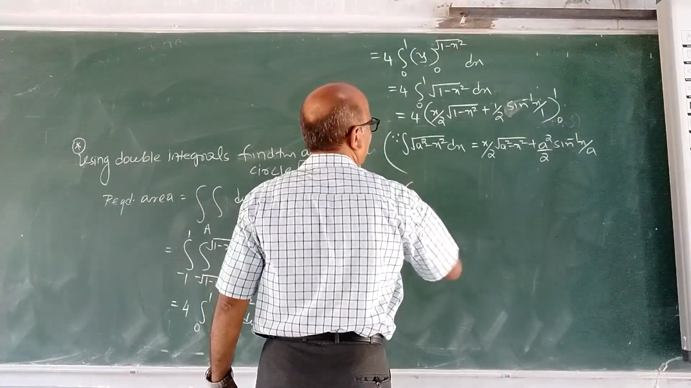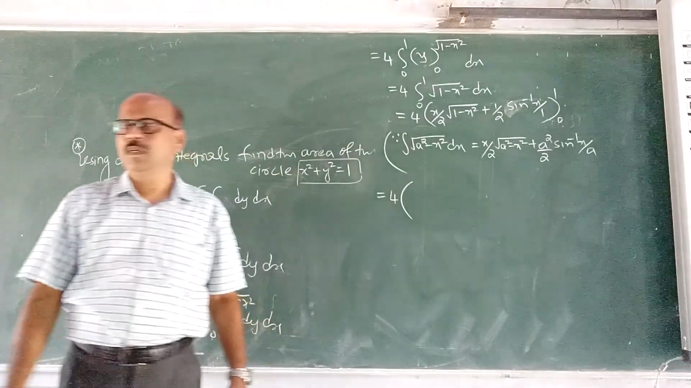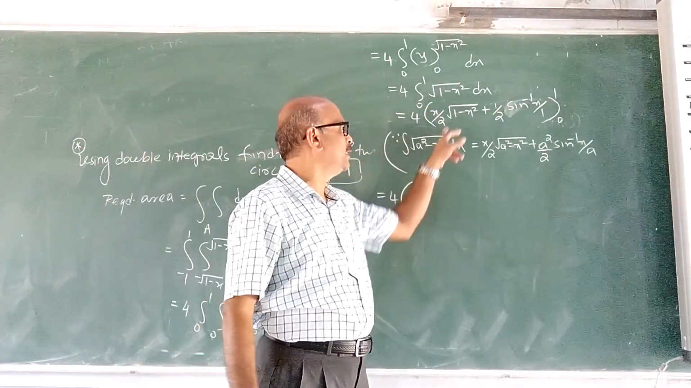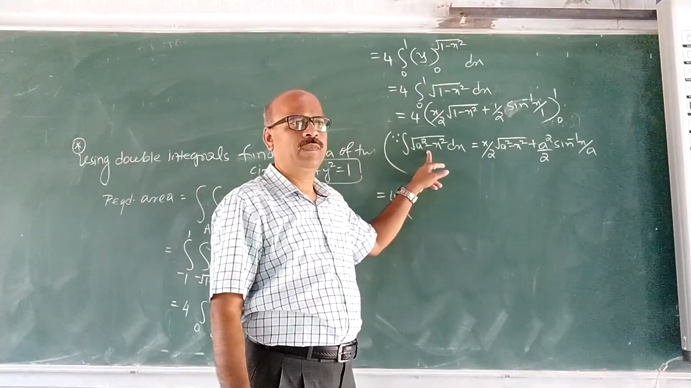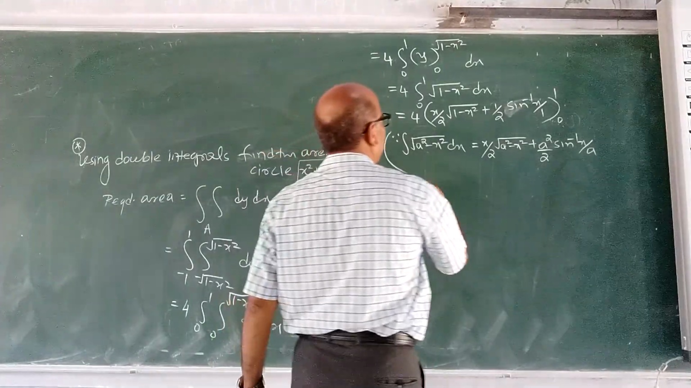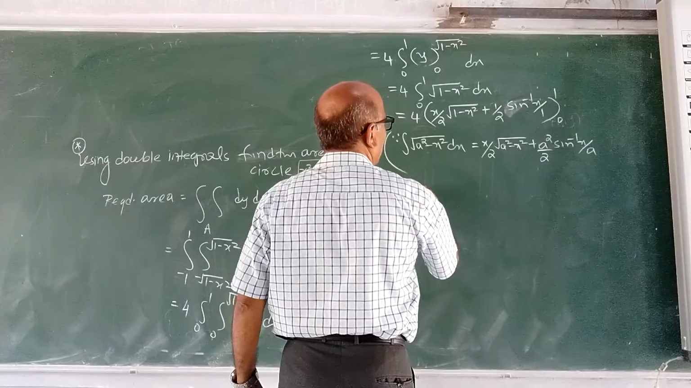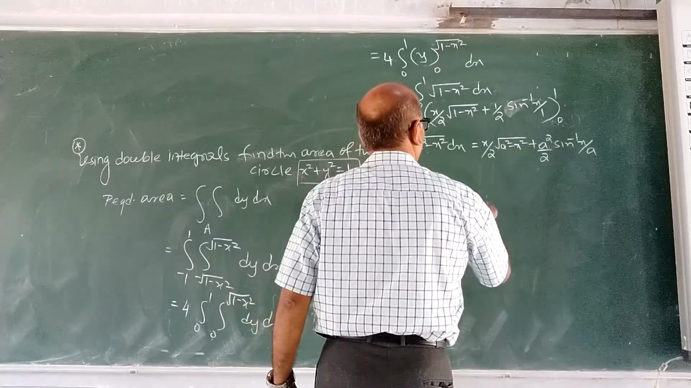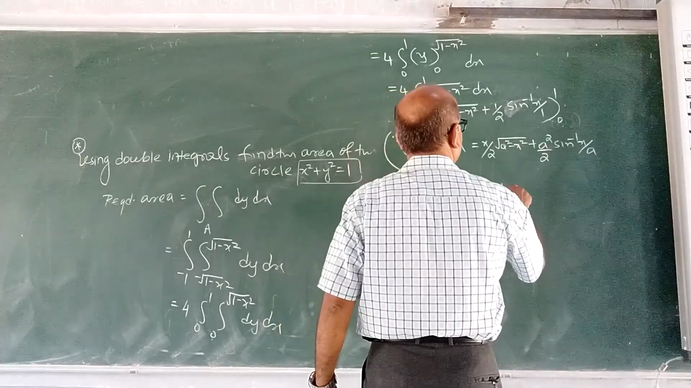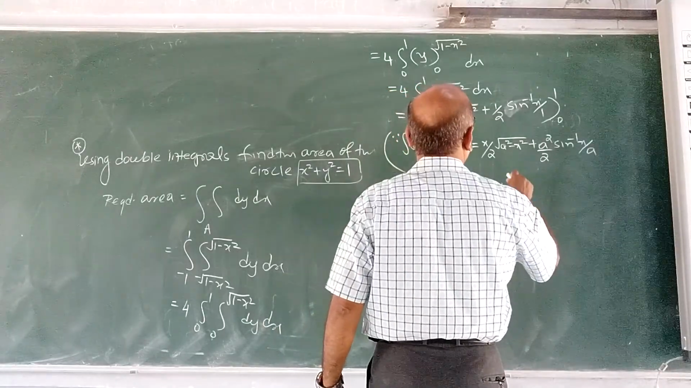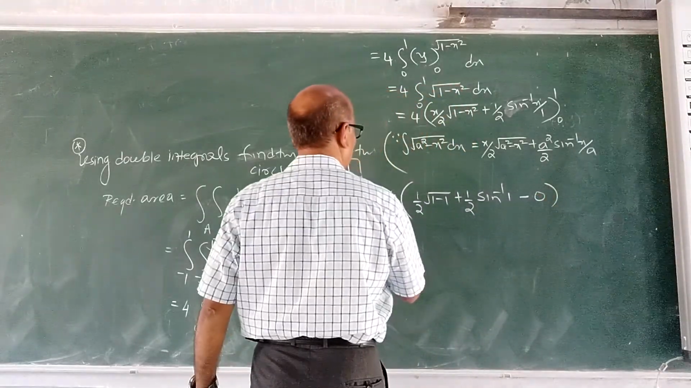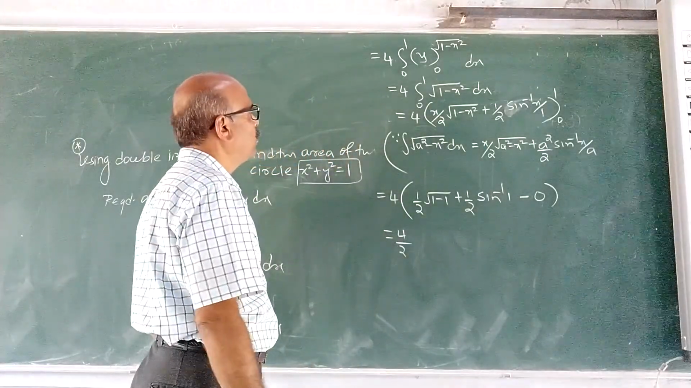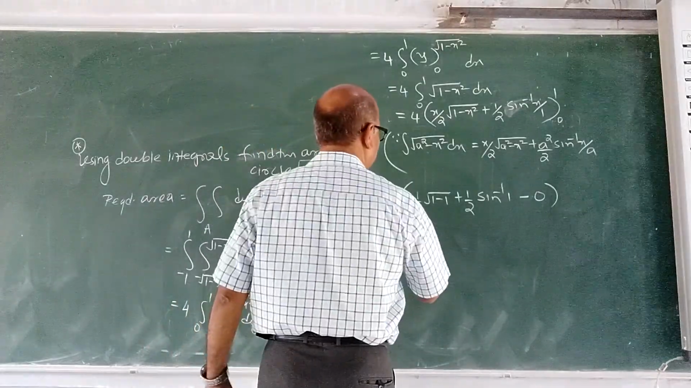Four into. The formula and its application are also important. The formula for root a square minus x square, here a is 1. 4 into 1 by 2 root 1 minus 1, plus 1 upon 2 sine inverse 1, minus 0. So 4 by 2. What is sine inverse 1?